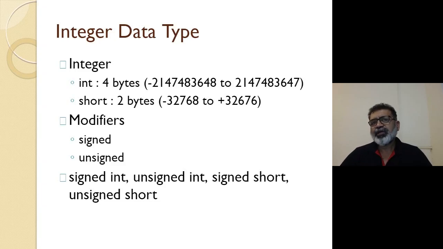There are modifiers we have seen. Two modifiers are there, signed and unsigned. These are not data types, but we call them modifiers. So obviously there would be 4 combinations: signed int, unsigned int, signed short and unsigned short, right? So this we have already covered.